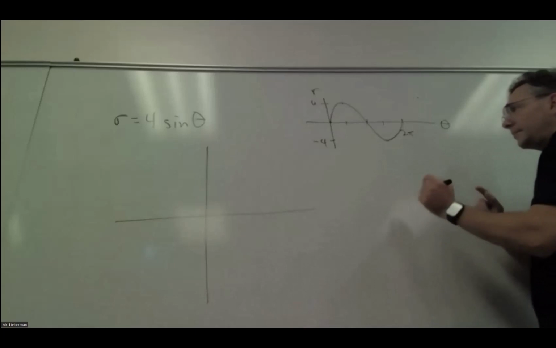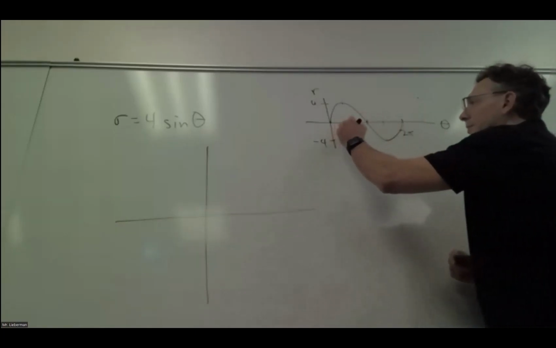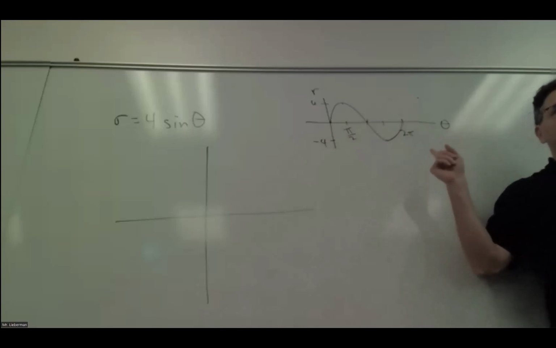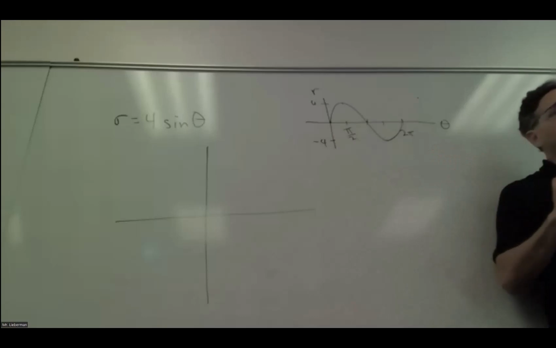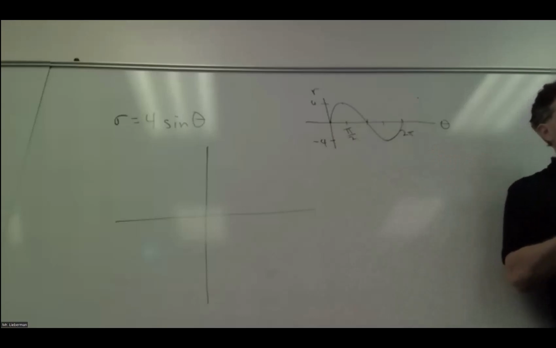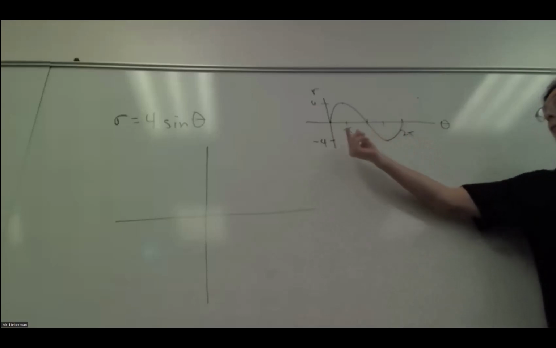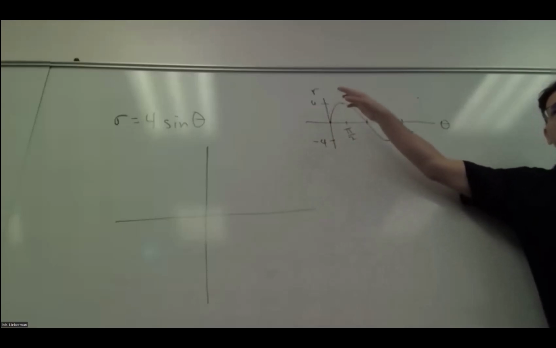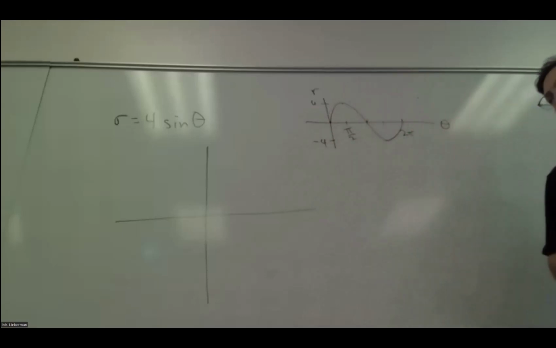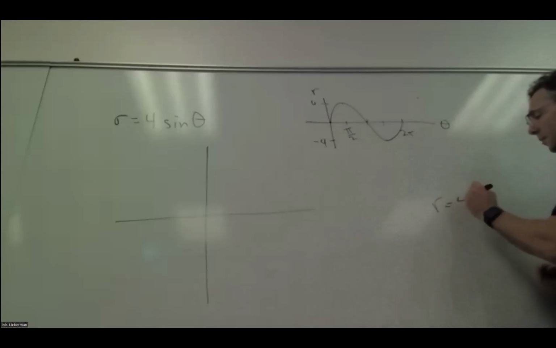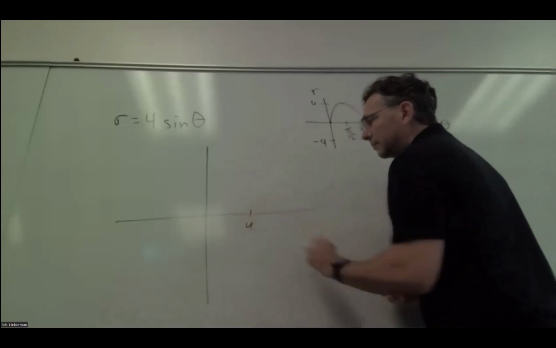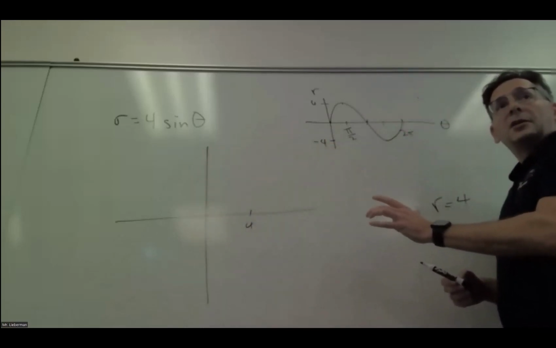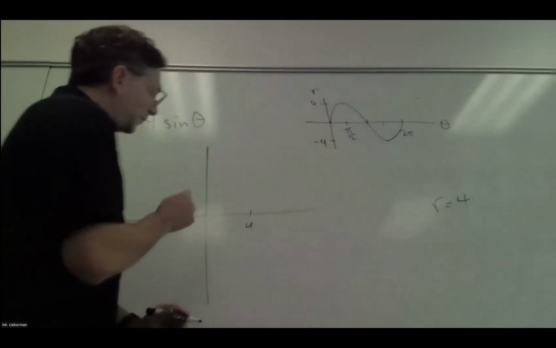Now, in the first quadrant, from 0 to pi over 2, according to my helper graph, what's happening to the radii? It's increasing from 0 to 4. You see that in my first quadrant, when theta is going from 0 to pi over 2, r is increasing from 0 to 4. Now, when I just had a circle, r equals 4, it would start at 4 and just stay there, wouldn't it? But this one, starting at 0, increasing to 4, what's going to happen?